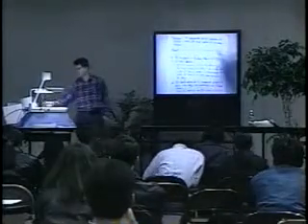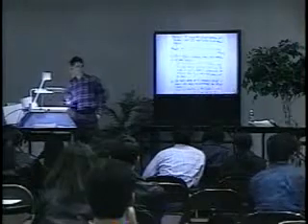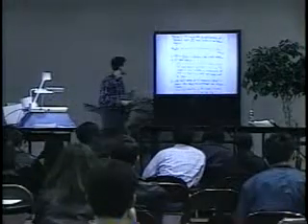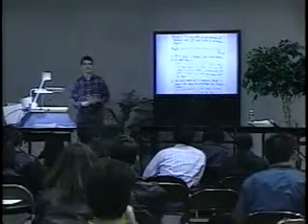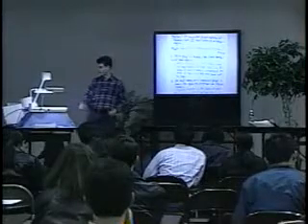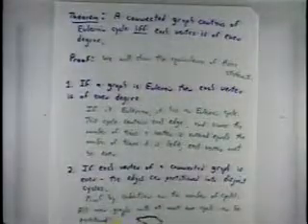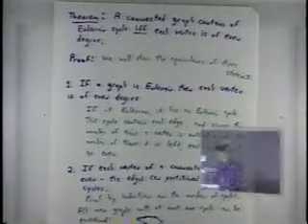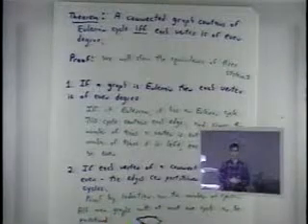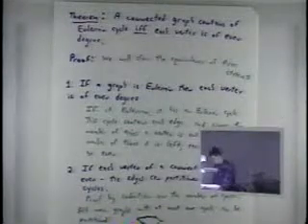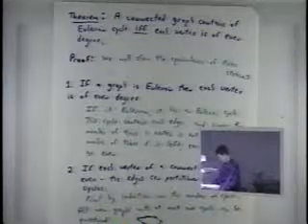So this is the theorem. And now let me show you how to prove it. We're going to prove it by showing that the following 3 statements are equivalent. So this is really beautiful. A connected graph contains an Eulerian cycle if and only if each vertex is of even degree. And actually, before I prove it, let me apply it.